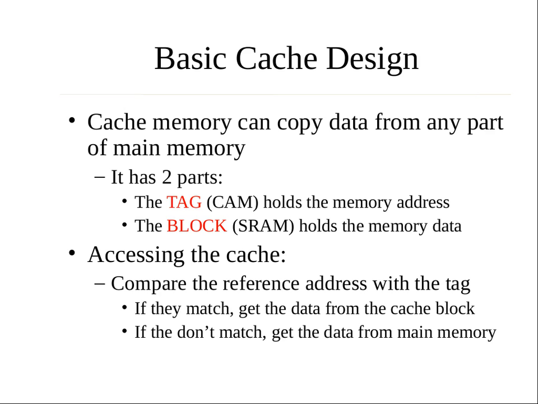So what is going on? Well, keep in mind the cache is keeping a copy of what's out in memory. So it's representing a small portion of main memory. And so it needs to keep track of which portion of that main memory it's actually holding. So you have two parts: the tag, which holds the memory address of the cache block that you're working with, and the block, which actually holds the memory data. So it's holding the memory address that it's referencing and the data itself.